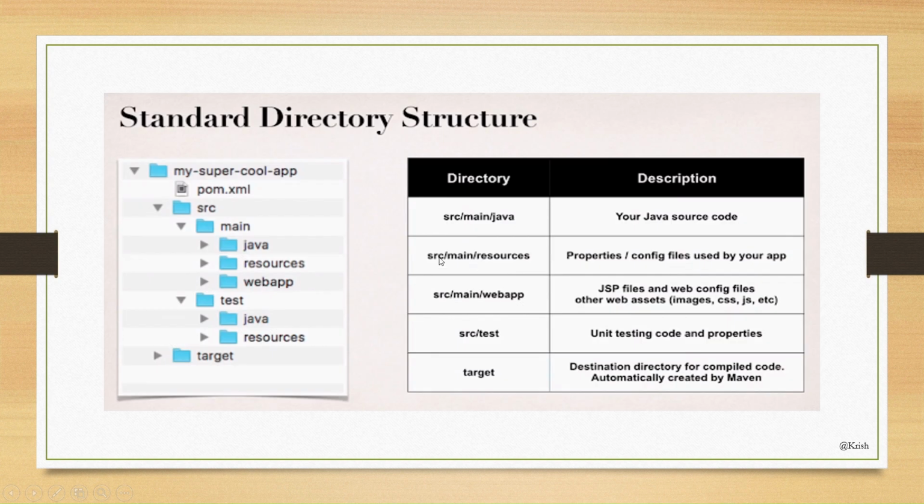This is the structure as it is, like pom.xml. Here we need to add the dependencies for our project and the source. Here in main, we have java, resources and webapp: Java for the source code, resources for properties, webapp for any HTML and CSS, and test for the unit tests.